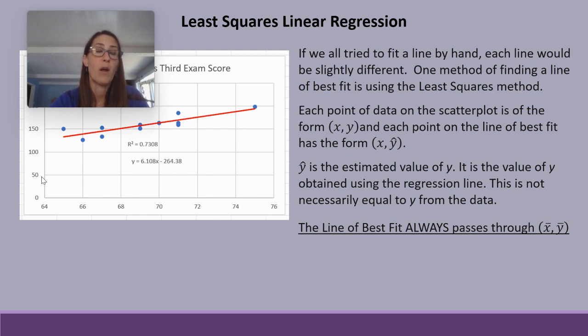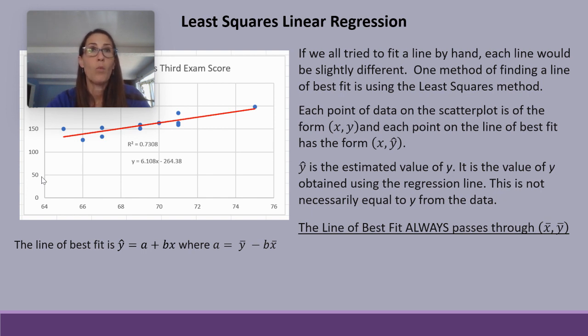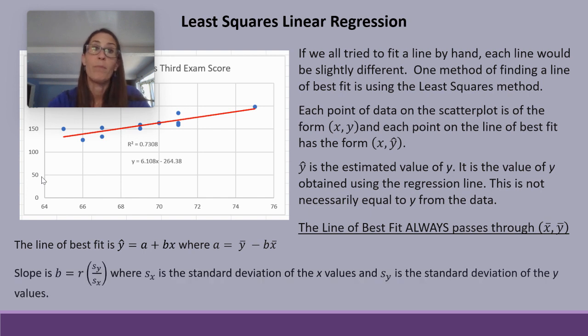And remember, x bar is the mean of the data, so the sample mean of the x data. Y bar would be the sample mean of the y data. So the line of best fit is always y hat equals a plus bx, and a then equals y bar minus b times x bar. So if you were going to calculate it by hand, you would figure out x bar, y bar, and you would calculate that, but you would need to know what b is.